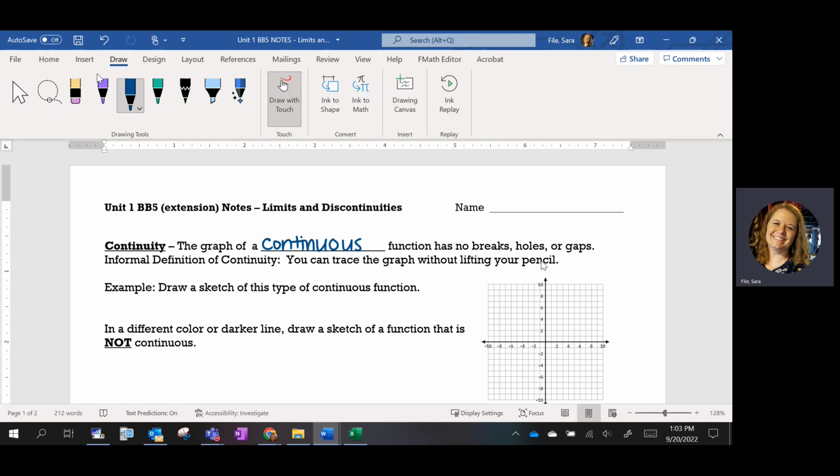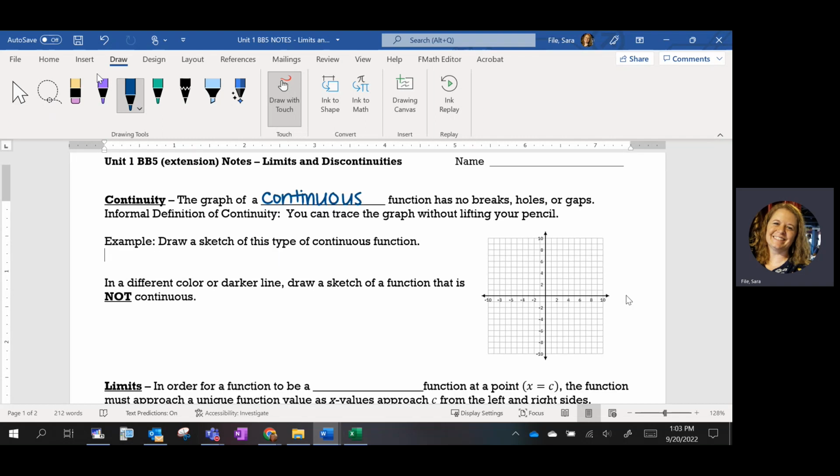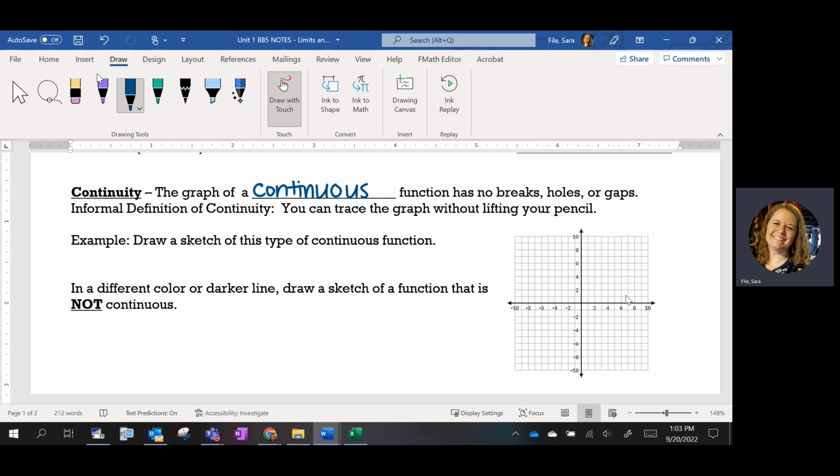Here it asks us to draw an example of a continuous function. You could draw anything you want. I'm just going to draw something with some changes. I was able to sketch that curve without ever picking up my pencil, so that is a continuous function.